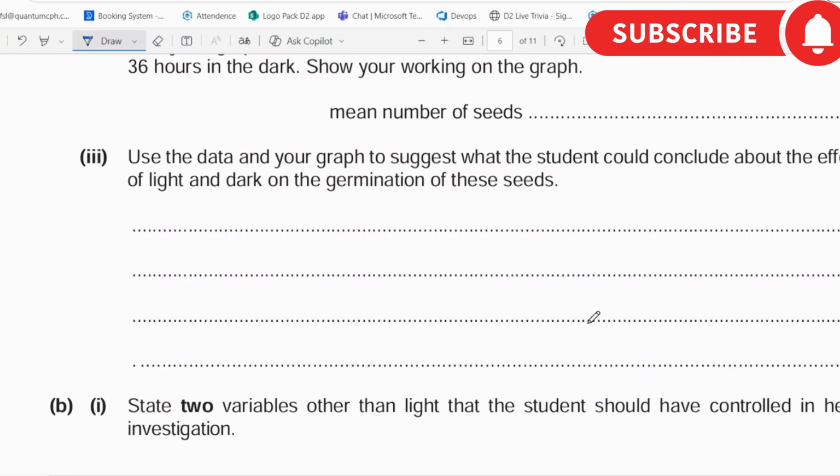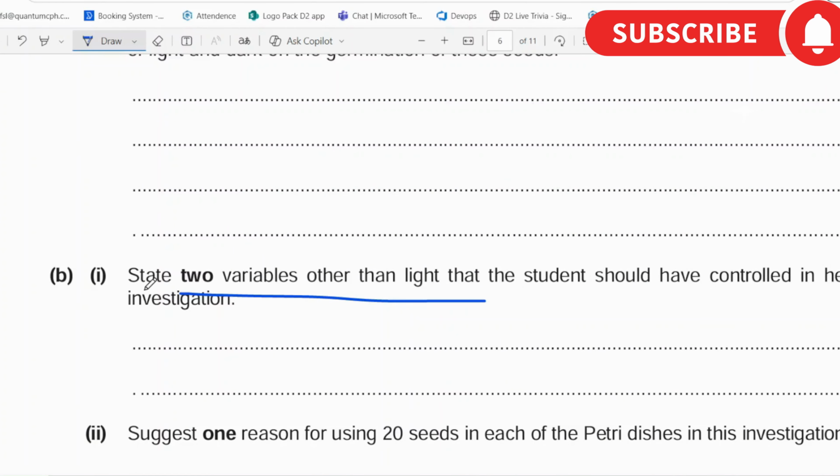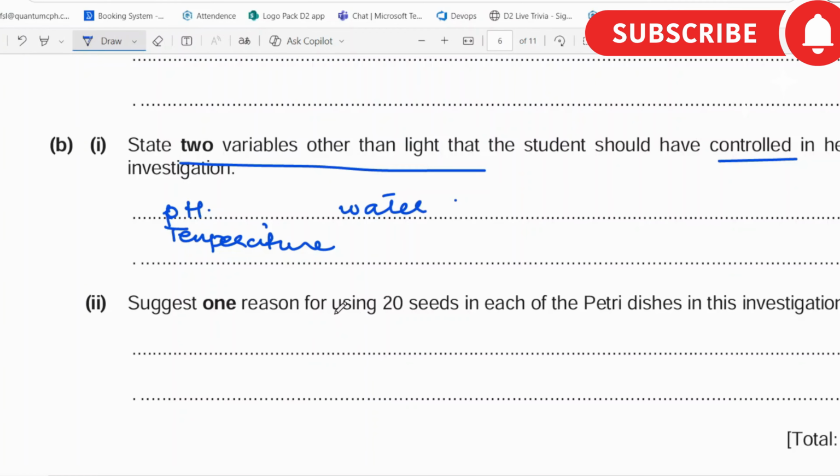What two variables other than light are required to be controlled in her investigation, or what should be constant? Okay, pH. What else can be? Temperature. What else can be? Instead of pH, water is required for germination. What is required for germination? Water and temperature are the first things that you should write. Water: first of all, the testa increases in size and breaks down because of water. So just one reason for using 20 seeds.